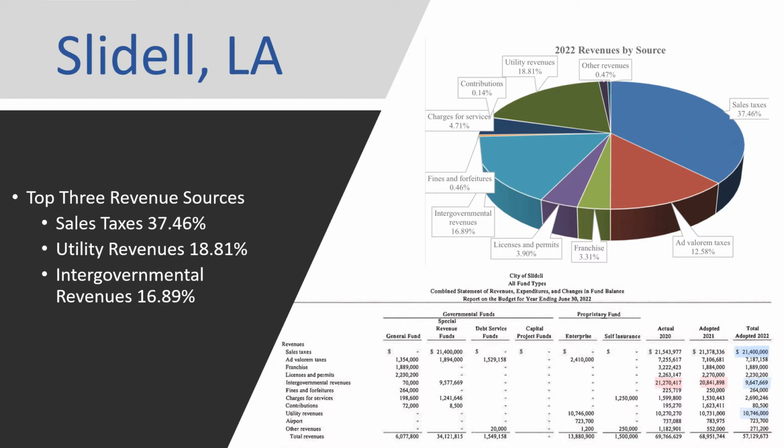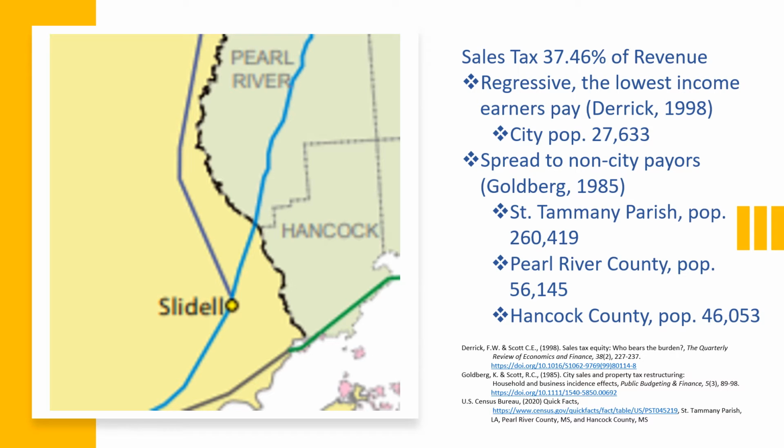Again, my city is Slidell, Louisiana, and the top three revenue sources are sales tax at 37.46%, utility revenues at 18.81%, and intergovernmental revenues at 16.89%. If we look at our top earner, sales tax at 37.46%, we will see that it is a regressive tax.